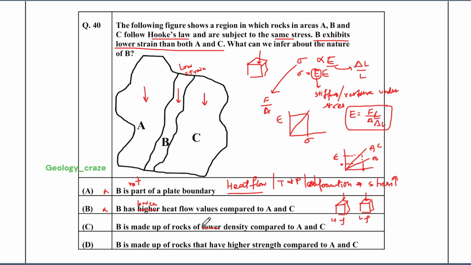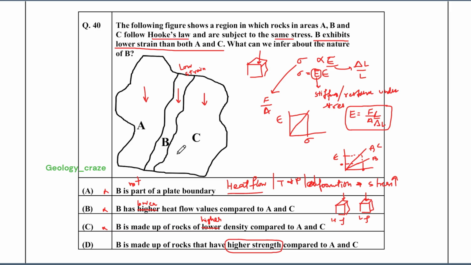So it means B is made up of rock of low density? No, it is made up of higher density. That's why after applying the same stress on all the rocks A, B, and C, B behaves with low strain in comparison to A and C. This option is also wrong. Option D: B is made up of rock that has higher strength compared to A and C. If density is high, its strength is also higher.